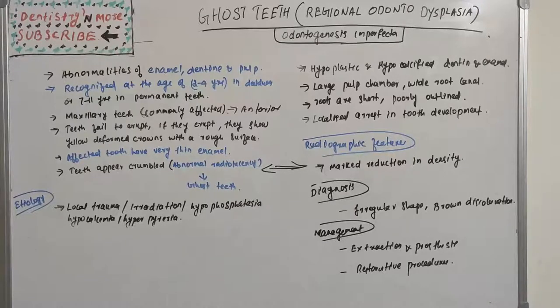Today's topic is ghost teeth or regional odontodysplasia, which is also known as odontogenesis imperfecta. This comes under third year oral pathology and first year dental histology. So it comes along with amelogenesis imperfecta and dentinogenesis imperfecta. The first one was affecting enamel, dentinogenesis imperfecta affecting the dentine, and this affects both enamel and dentine. So let's see, what is ghost teeth or regional odontodysplasia?